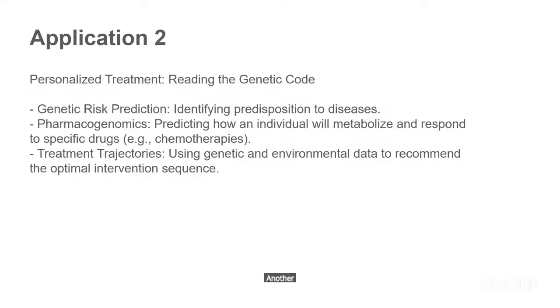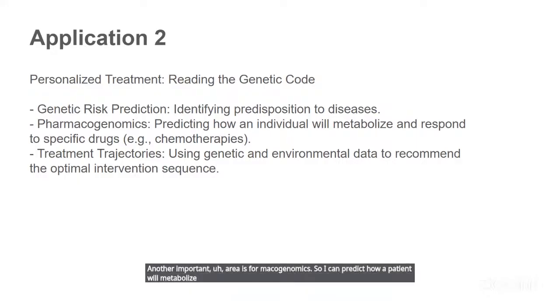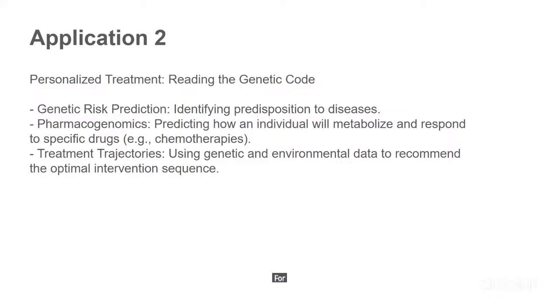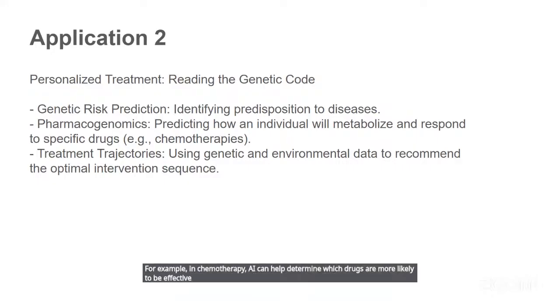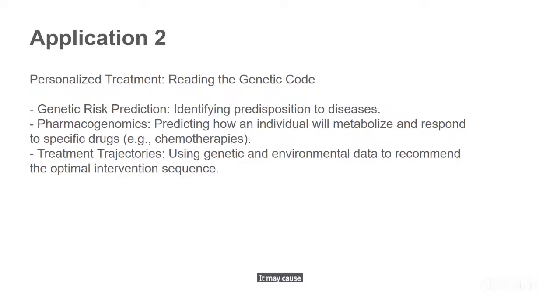Another important area is pharmacogenomics. So AI can predict how a patient will metabolize and respond to specific medications. For example, in chemotherapy, AI can help determine which drugs are more likely to be effective and which may cause severe side effects. This improves treatment efficacy while reducing harm.